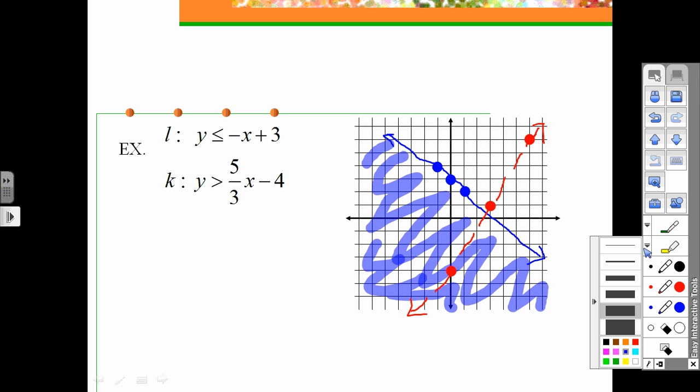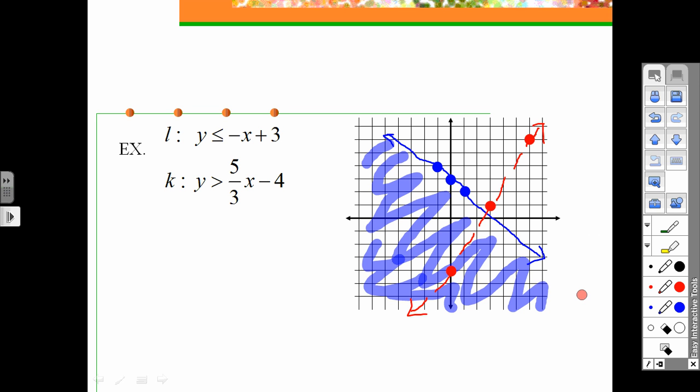And now I've got to shade in the appropriate location. So let's read off this inequality. It says y is greater than my line. So here's my y-intercept. I want all the y's that are above or greater than my line. So that means I'm shading above. So that's this whole area. Okay. So what I can see here is where it's overlapping. Basically, this whole region right here is my solution.